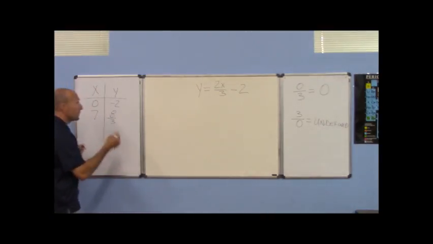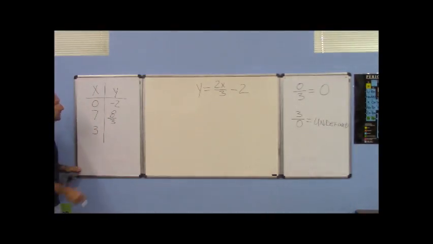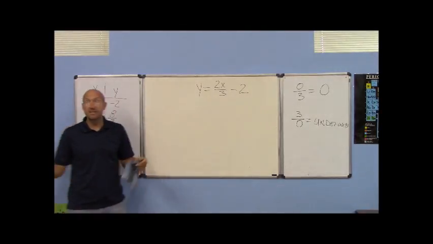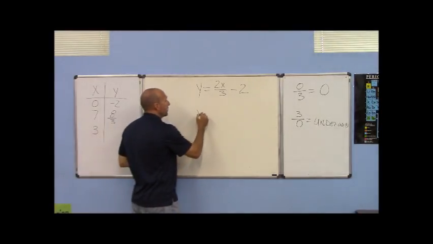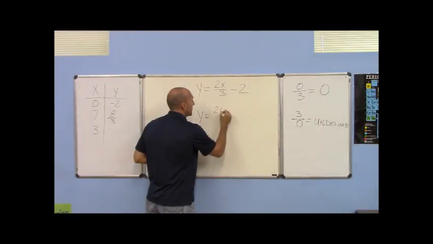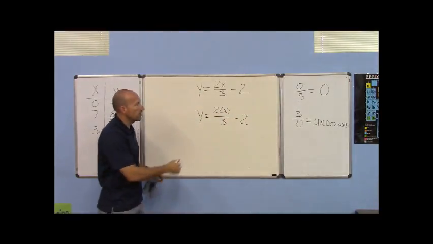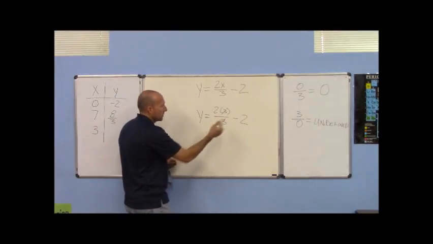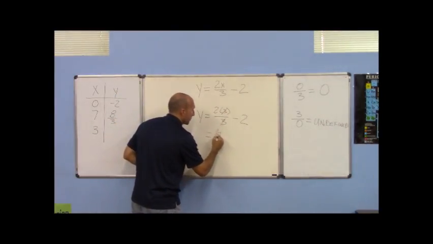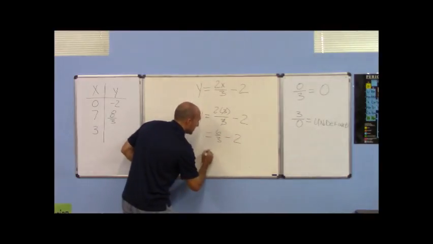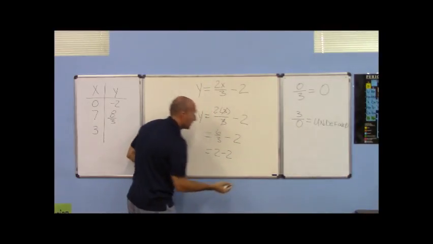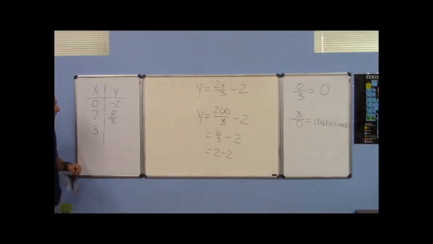So how about we use 3? Let's use the number 3. Whatever that denominator is, that's an easy one. So y equals 2 times 3 over 3 minus 2. Two ways to do this. You can either cancel these out, or you can actually calculate it. It's 6 over 3 minus 2, which equals 2 minus 2, which equals 0. That is a whole lot easier to plot and figure out, and we got through it a lot faster.